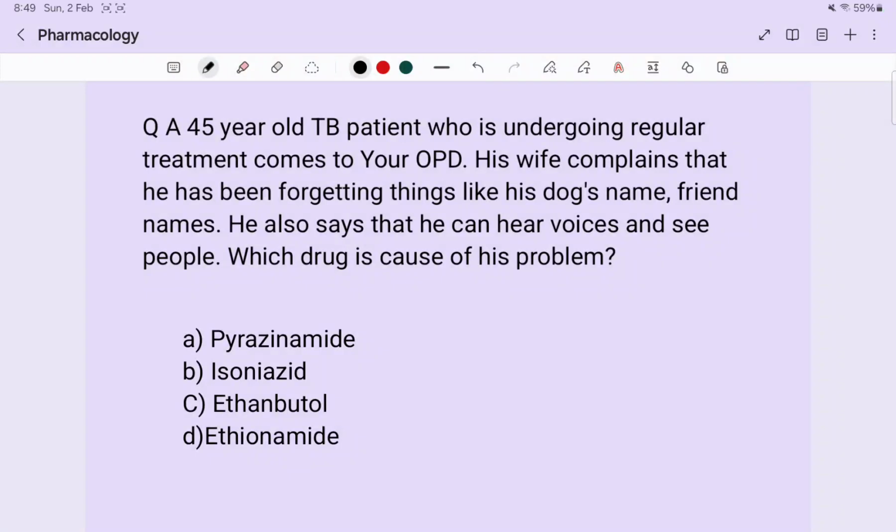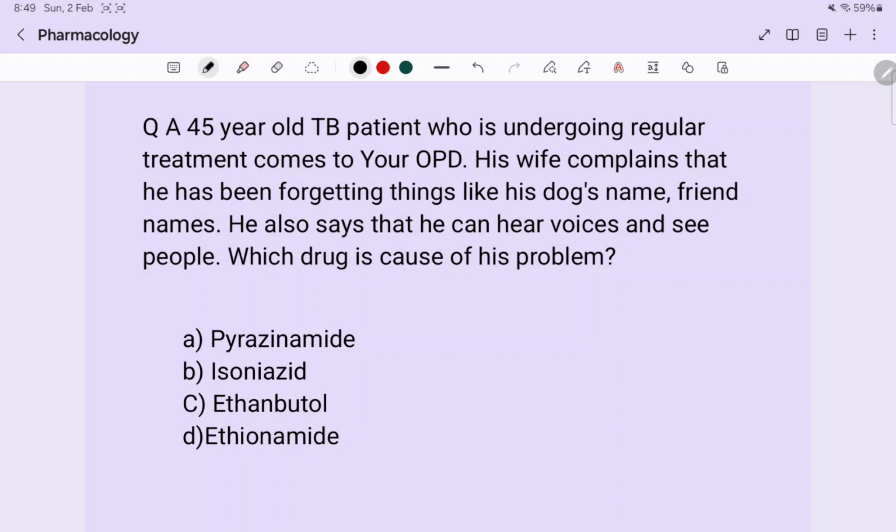Hi guys, so let's start with the question of the day. The question goes like: a 45-year-old TB patient who is undergoing regular treatment comes to your OPD. His wife complains that he has been forgetting things like his dog's name, friend's name. He also says that he can hear voices and see people. Which drug is the cause of his problem?